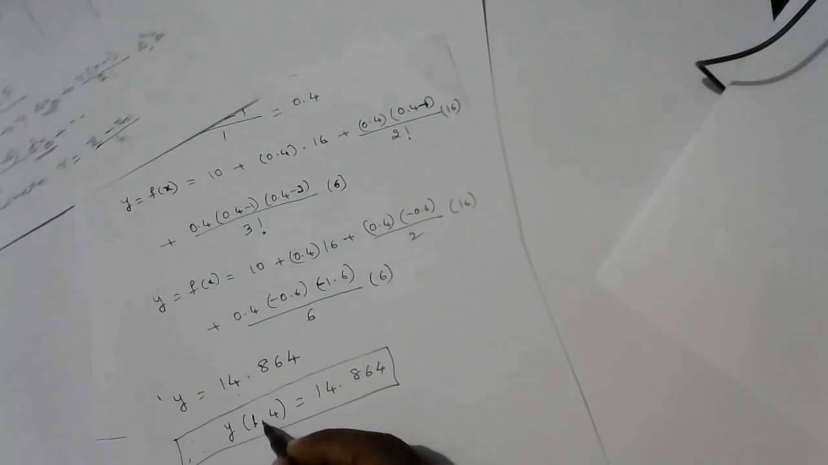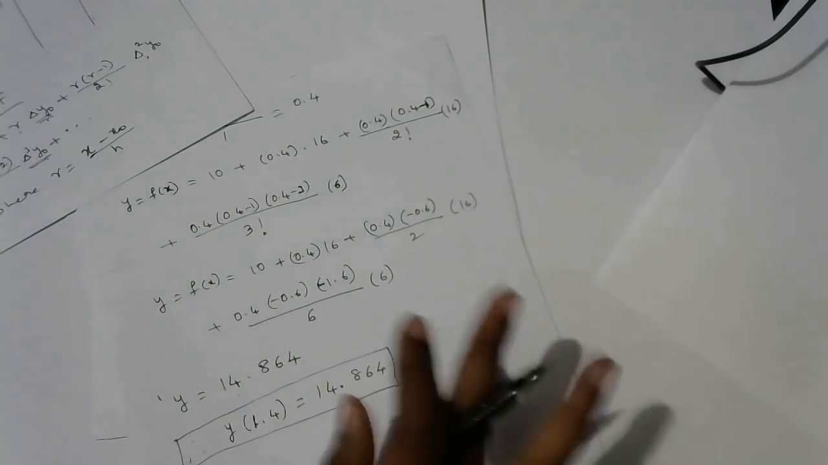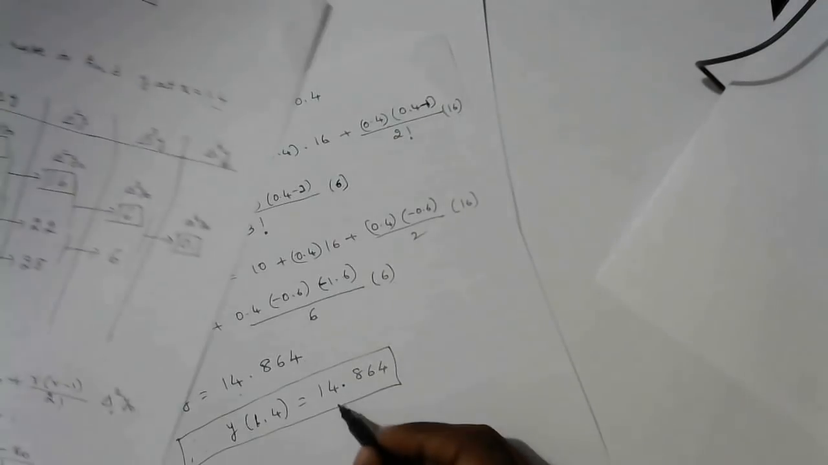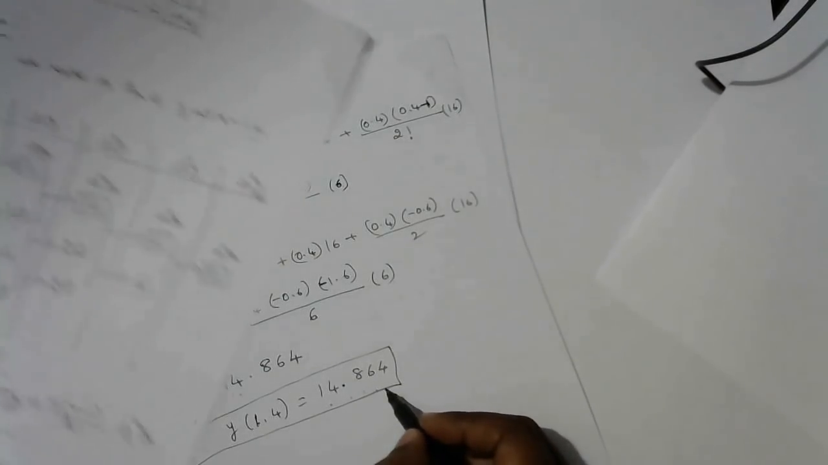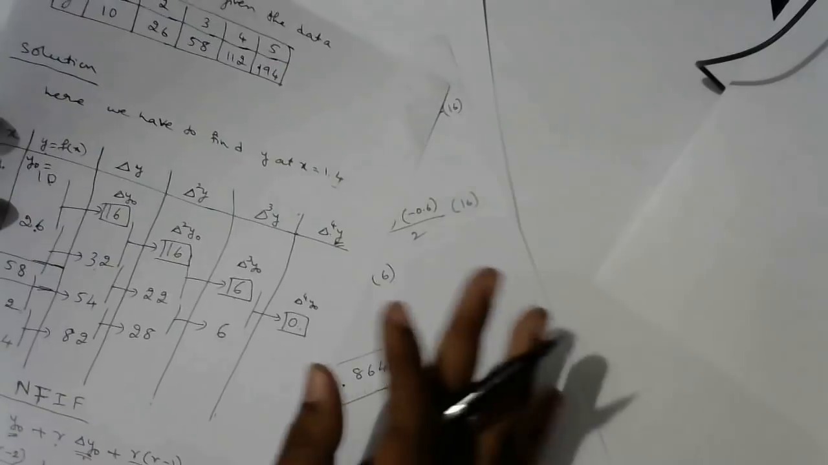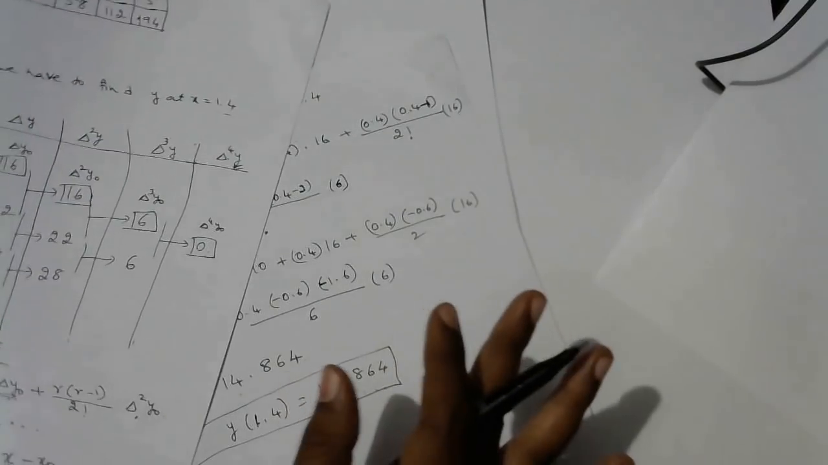Look here, your answer for 1.4 is 14.864. Is this value approximately correct or not? How will you check it? 1.4 is in between 1 and 2, and the corresponding values are 10 and 26, so the answer should be in between 10 and 26 only. You get 14.864, so the answer is in between, and therefore your answer is approximately correct. If you get 9 or 27 then your answer is completely wrong. Remember that.